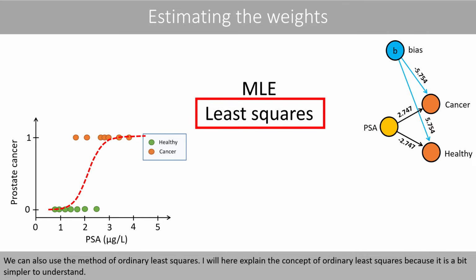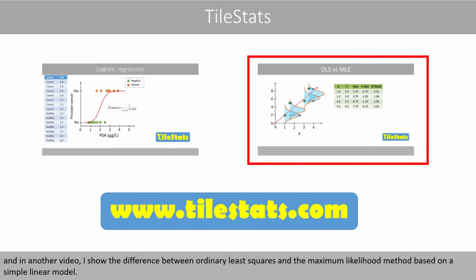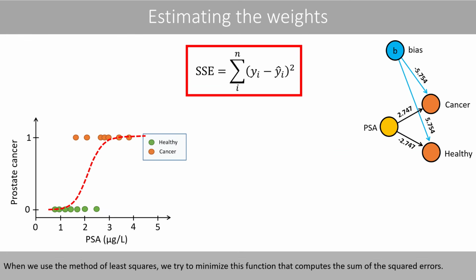We can also use the method of ordinary least squares. I will here explain the concept of ordinary least squares because it is a bit simpler to understand. In the videos about logistic regression, I show how to calculate the log likelihood. And in another video, I show the difference between ordinary least squares and the maximum likelihood method based on a simple linear model. When we use the method of least squares, we try to minimize this function that computes the sum of the squared errors.